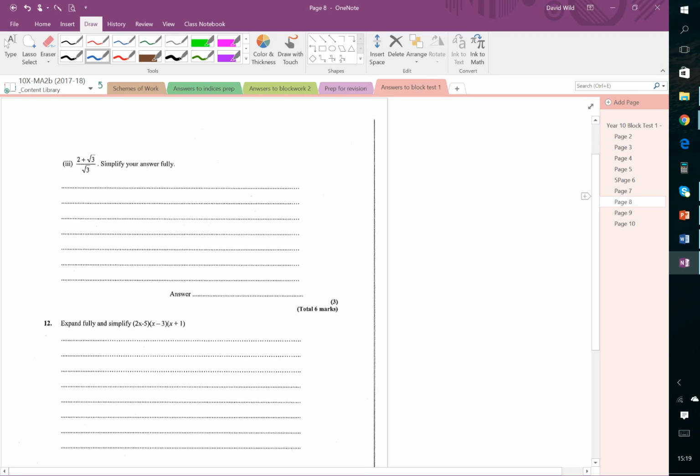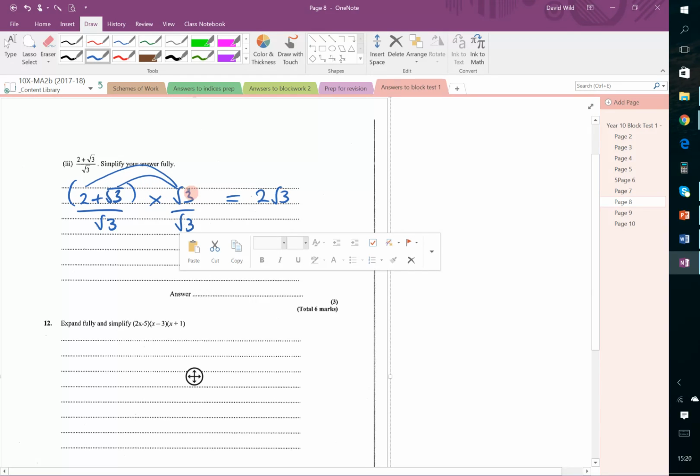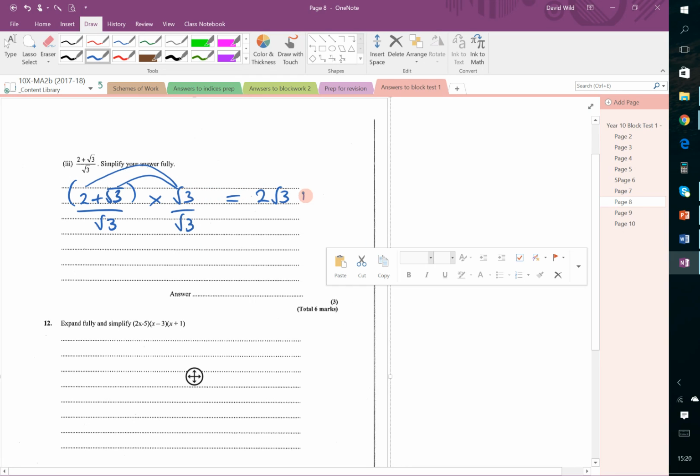Question 8. Not many people got this right. 2 plus root 3. Pay attention, please. We need to multiply the top and the bottom by root 3. A lot of people got a mark doing that. But then you made a mess of multiplying this. We need to multiply the brackets like this, don't we? So 2 times root 3 is 2 root 3. Root 3 times root 3 is 3, and we need to add them together. Divided by root 3 times root 3 is 3, and that's your final answer.